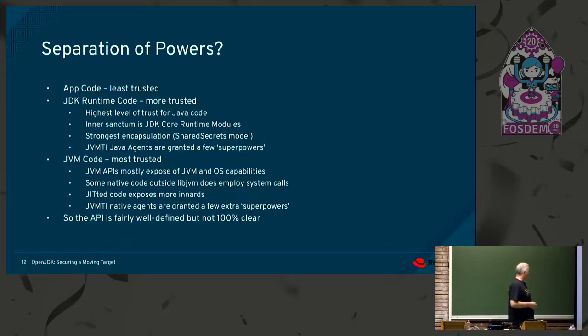There's a bit of a spanner in the works there, in that a JVM TI Java agent can get in there and do things, and has a few superpowers that can break this up. But obviously you can tie down agents and make sure they're only accessible in certain ways. And then the most trusted is the JVM code. It has the ability to access the operating system. There's actually some native code outside of libjvm that uses system calls, but most of it is encapsulated in libjvm, the stuff that's doing the more hairy things.